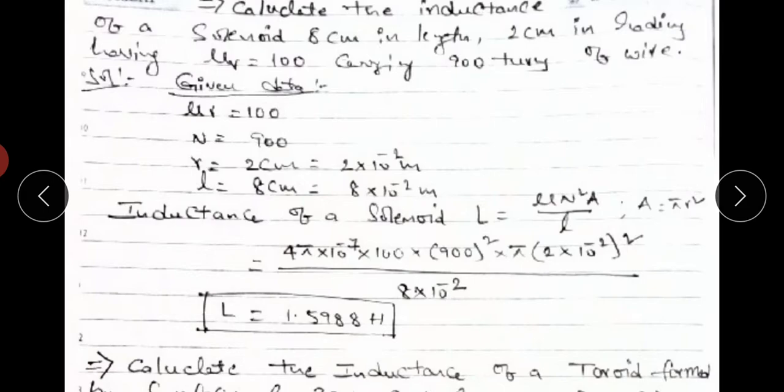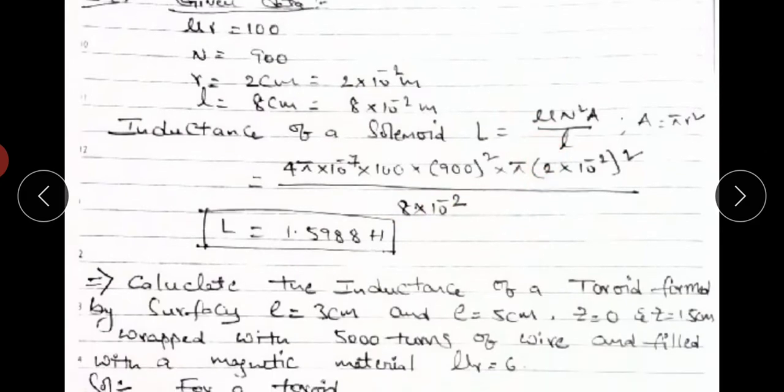So L equals, first, permeability mu equals mu naught into mu r. Mu naught value is 4 pi into 10 to the power of minus 7, it is a constant value, and the mu r value given is 100, into 100, number of turns 900, into 900 whole square, area by the formula pi r square, pi into r value 2 into 10 to the power of minus 2 whole square, divided by l. The length of the solenoid equals 8 centimeters or 8 into 10 to the power of minus 2 meters. So finally the answer: the inductance equals 1.5988.